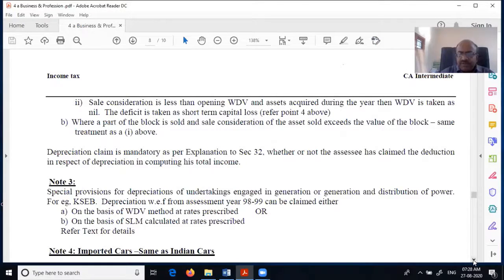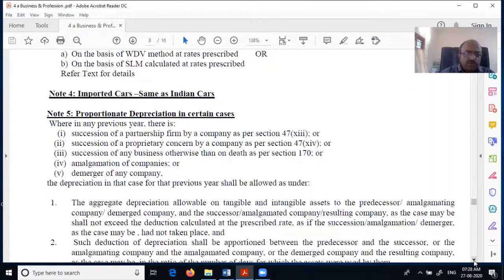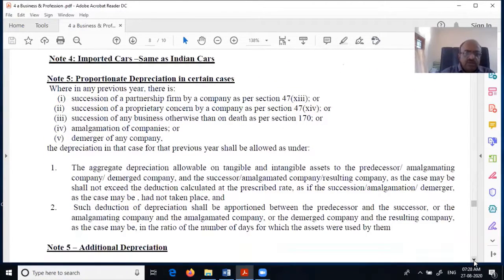These are things that are very different from your accounting. That's note number 3, elevate imported cars, no problem. Proportionate depreciation also is important. In case this was a proprietorship, it has become a partnership during the year. Suppose on 1/11 it has become a partnership. Because proprietorship will become partnership.